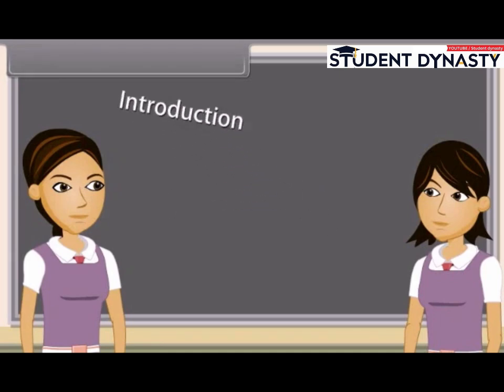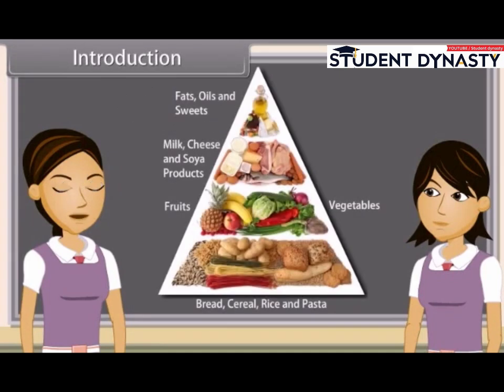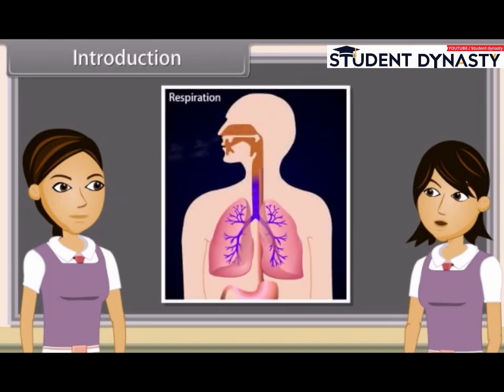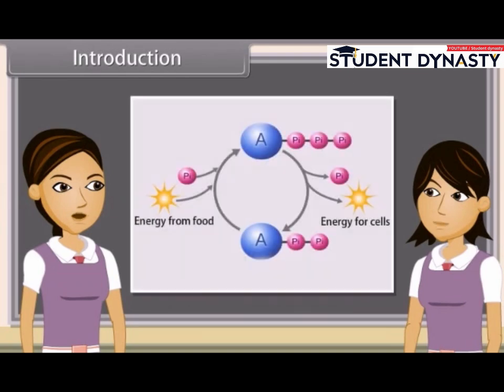Introduction. As we have discussed earlier, every living organism takes food material by the process of nutrition, which provides energy for various life processes. Respiration is an oxidative process involving the oxidation of food substances such as carbohydrates, fats and proteins within the tissues to form CO2, water and consequent release of energy.